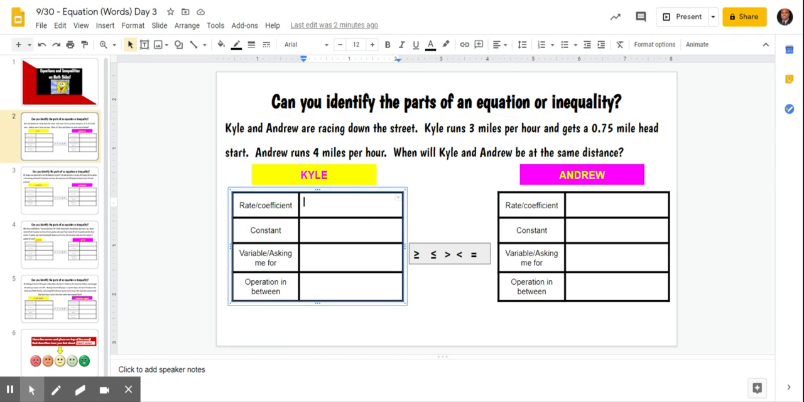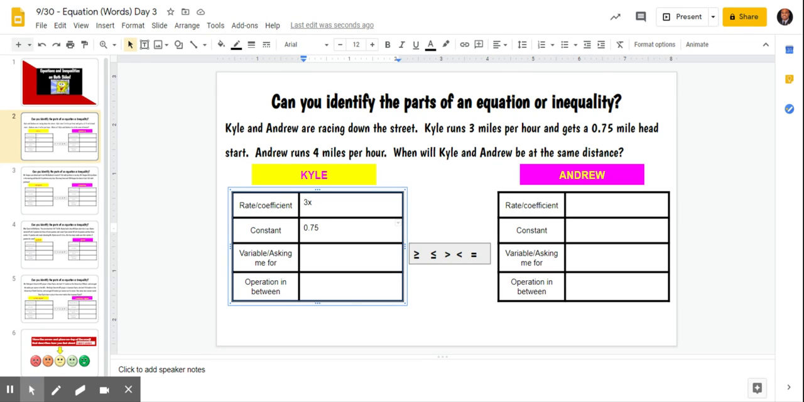So I'm going to put 3x. But technically 3 miles per hour would be correct. But we're going to put 3x. All right, because we know it's 3 miles, we just don't know how many hours. All right, and he gets a 0.75 mile head start. So that's our constant. That's just a number off by itself, but it's still part of the problem. So 0.75 would be our constant. That's where he starts from.